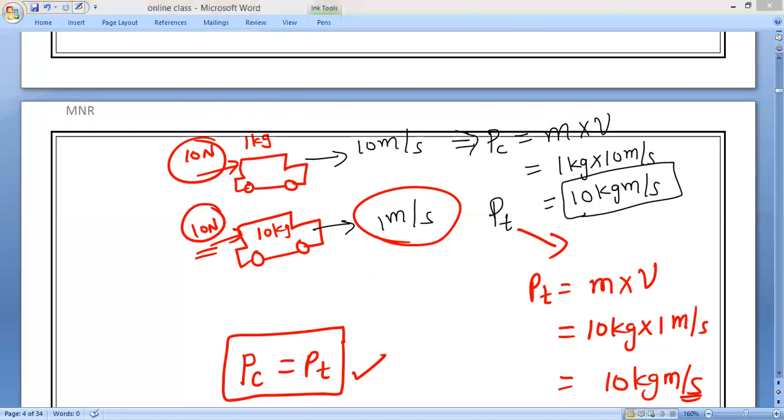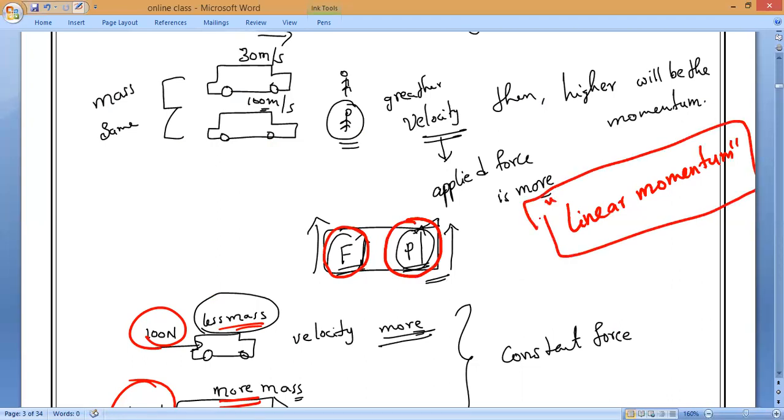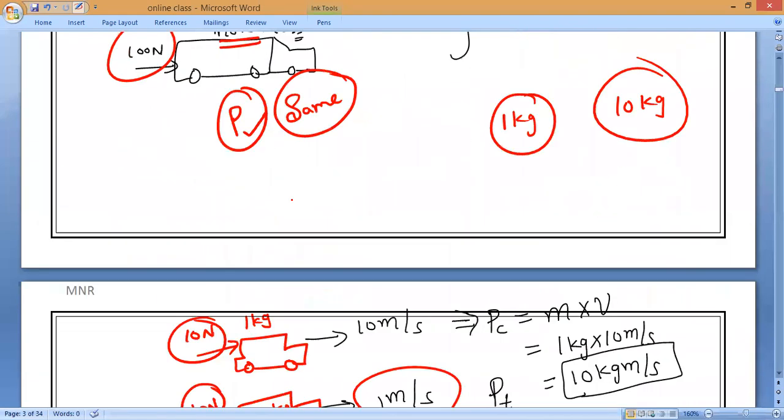So according to this, the link between force and momentum is expressed in Newton's second law. That is what we are going to study. What is the relationship between force applied and change in momentum? Momentum, as I told you in the last class, we can also call linear momentum. So Newton's second law gives the relationship between force and momentum.